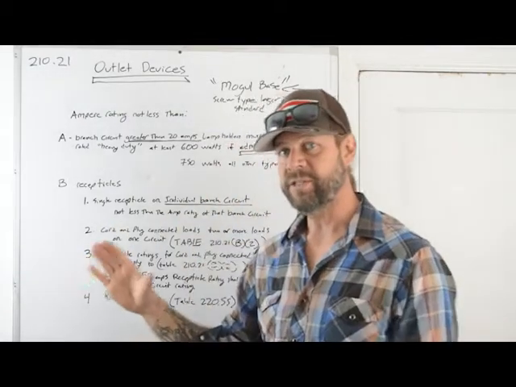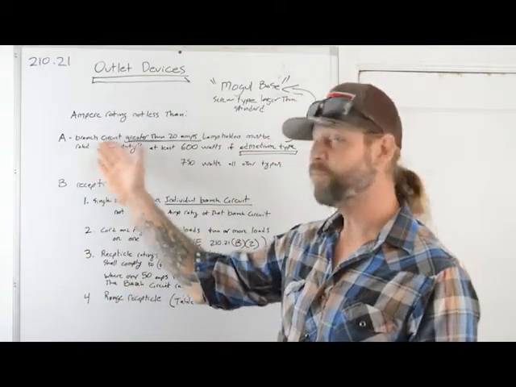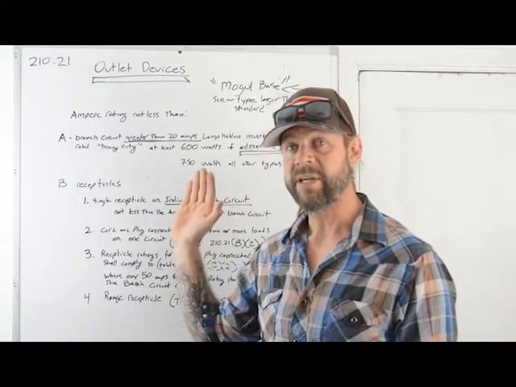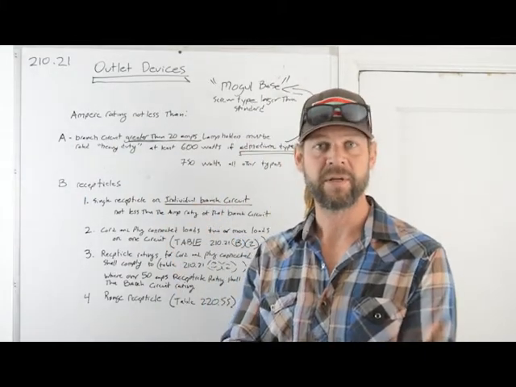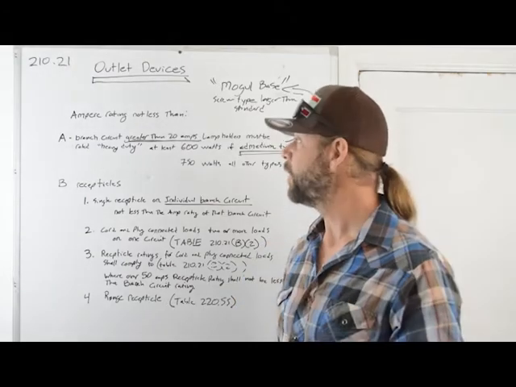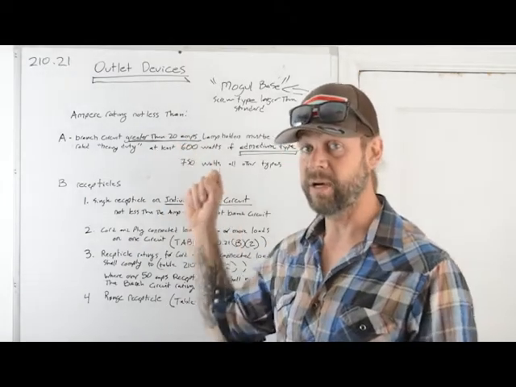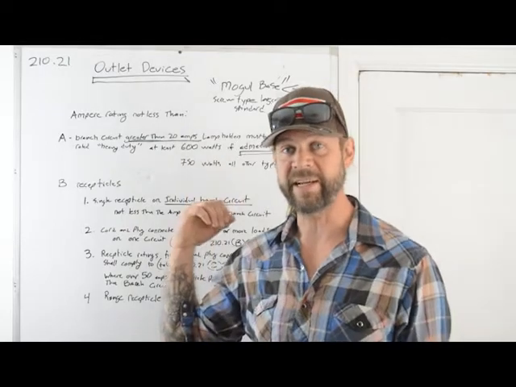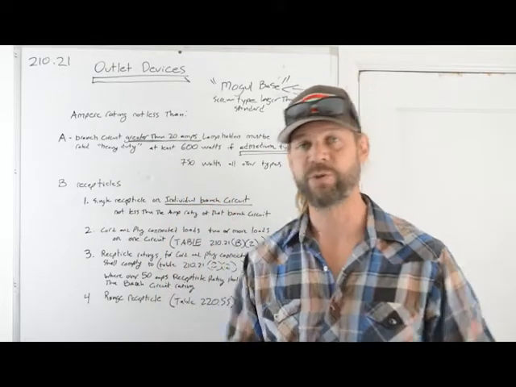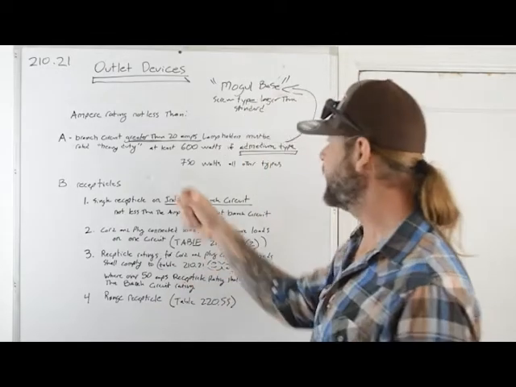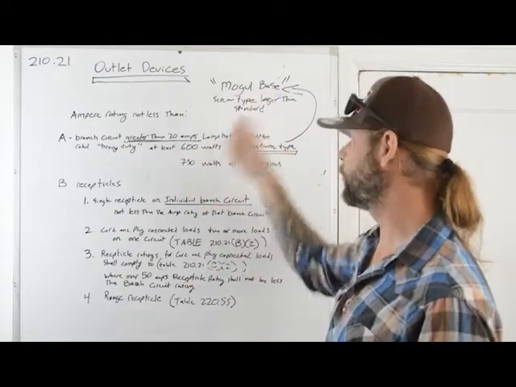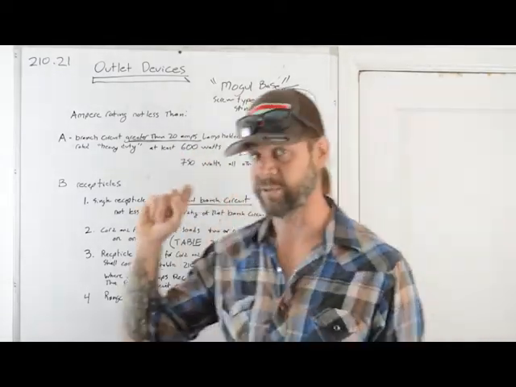So what this code section is saying is, if your branch circuit for your lighting is less than 20 amps, you can use the standard rated lamp holder. But if you have a larger than 20 amp branch circuit for your lighting, which you won't ever have in a house, but you will in commercial, all of those lamp holders must be rated at 600 watts for this mogul type or 750 watts for other types.